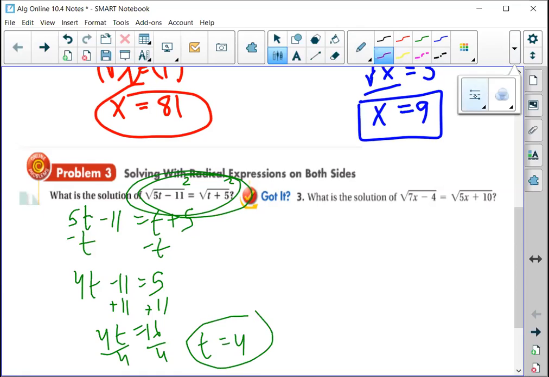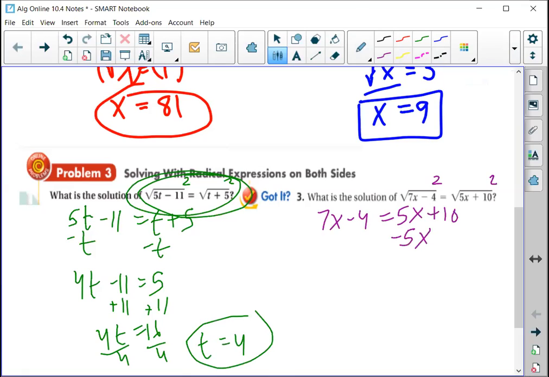The next one is going to be the same type of thing. So again, if both sides of the equation are completely under a square root, you don't have to do anything else, just square both sides and get rid of them. So you're going to do 7x minus 4 equals 5x plus 10. And then you're just going to solve it like a normal equation by subtracting 5x from both sides. So we get 2x minus 4 equals 10. Then we're going to add 4 to both sides to get 2x equals 14. Divide by 2, and we end up with x equals 7.